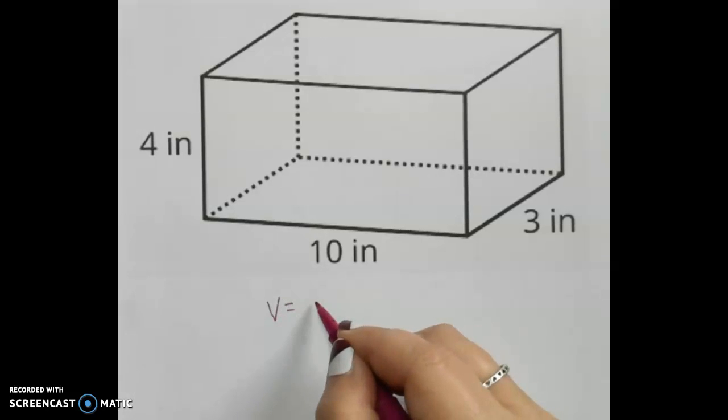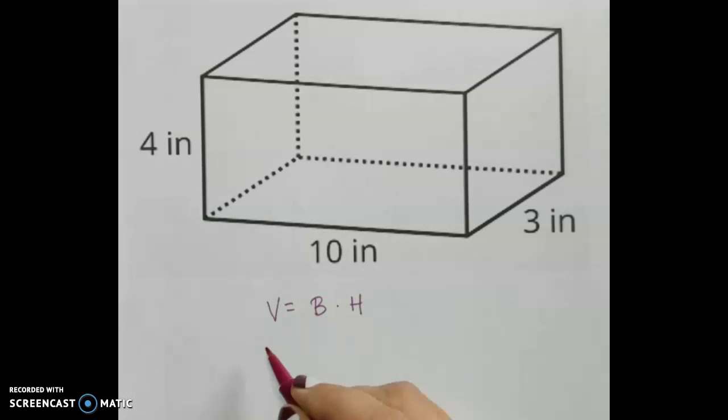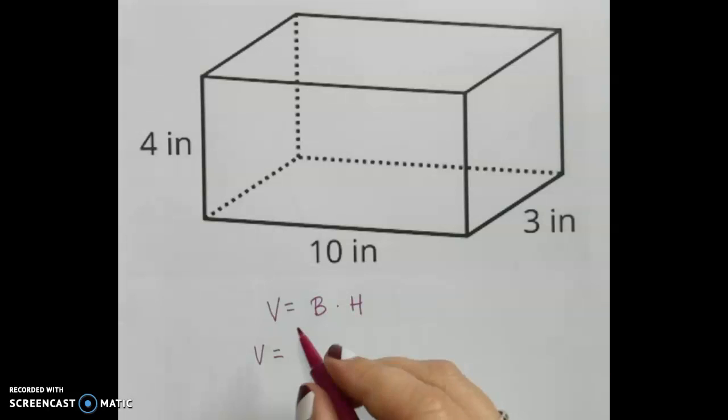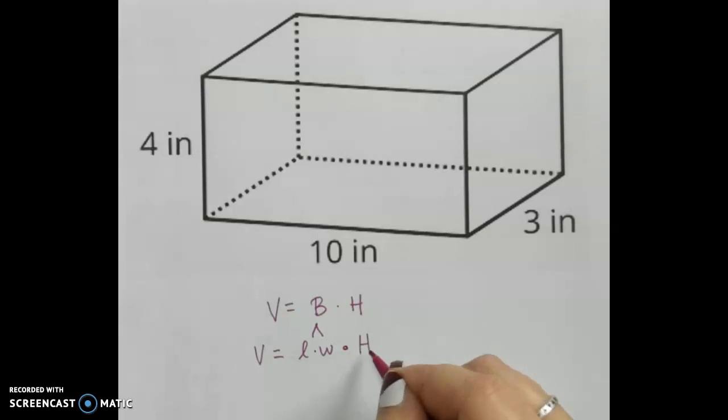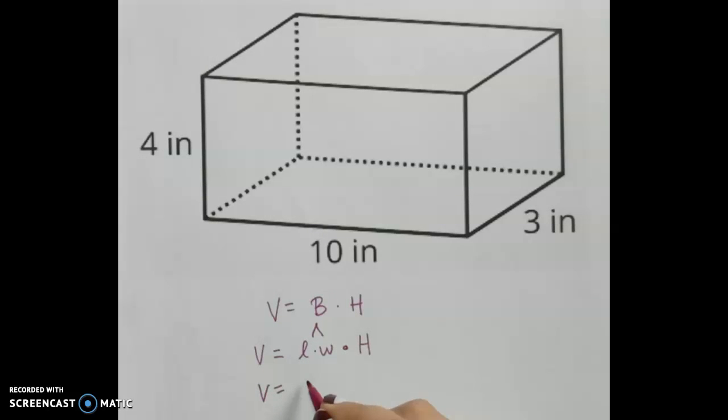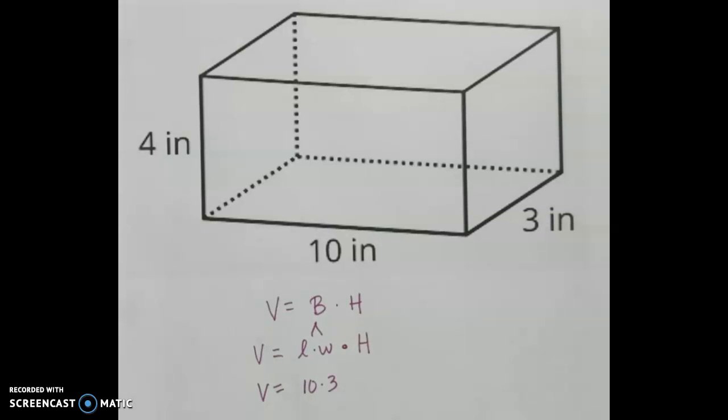Our formula is still going to be capital B times capital H. And if you haven't heard me say enough times, capital B represents the area of the base. Since the base is a rectangle, that really means we're going to be doing length times width to find that area. And we're going to take that times the distance between the two bases, or the height. So for this problem, that's going to be 10 times 3 for the area of our base. And the height of the figure, the distance between those faces, is 4.